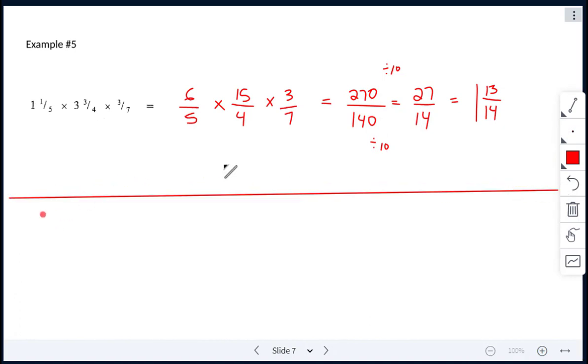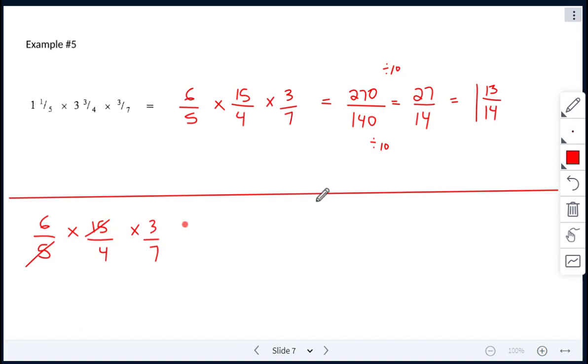Okay, so we'll have our 6 over 5 times 15 over 4 times 3 over 7. We can't do any reducing when we just look at the fractions, but we can reduce diagonally. So the 5 and 15, we can reduce by dividing by 5.